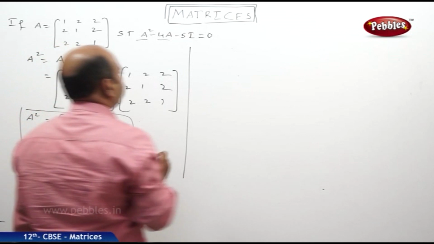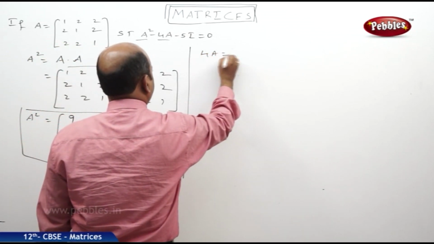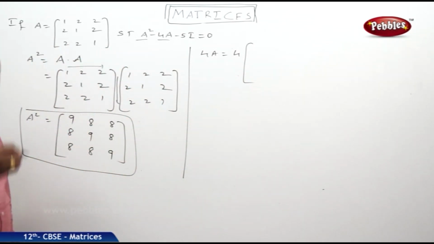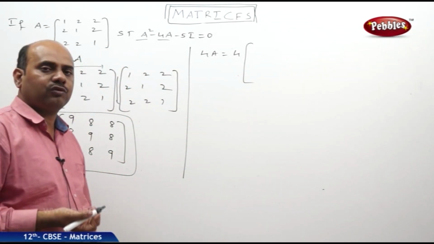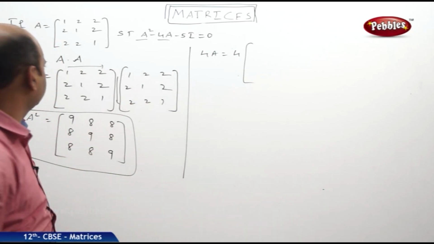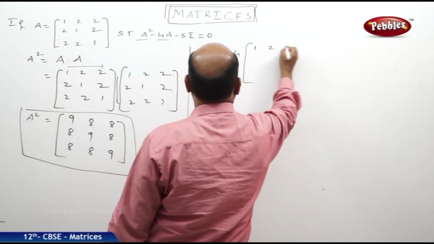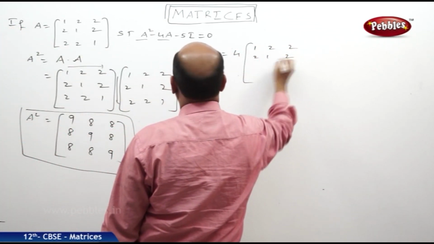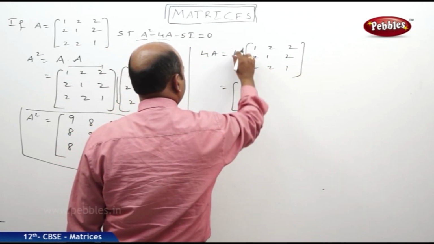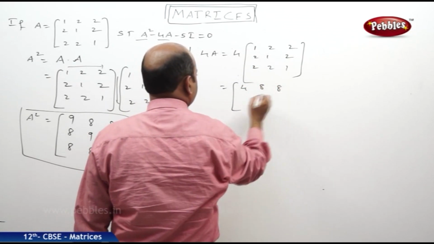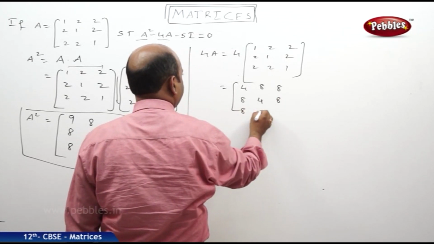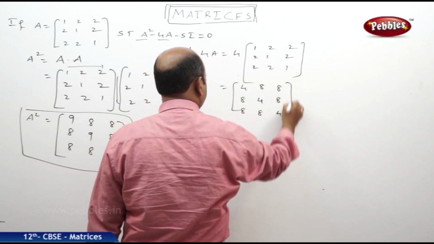Now we are trying to find 4A. 4A means the matrix A should be multiplied by the scalar 4. Matrix A being multiplied by a scalar 4 means each and every element of the matrix should get multiplied by 4. That means 1 2 2, 2 1 2, 2 2 1. So finally what happens? 4 into 1 is 4, 8, 8, 8, 4, 8, 8, 8 and 4.